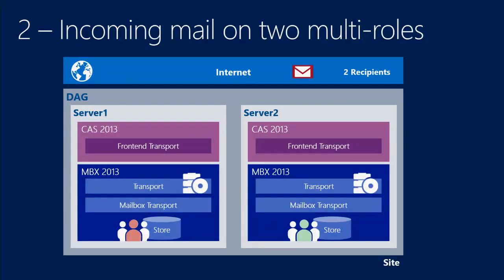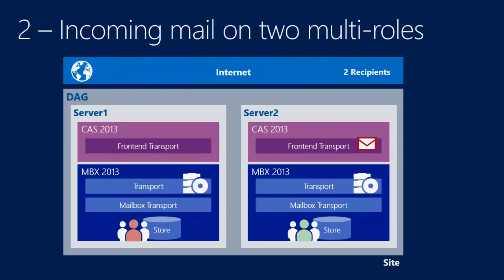So, two multi-role boxes. So an actual DAG in this case. So we have a message coming in from the internet. Which front-end transport service will we use? Well, we're going to use whichever one the load balancer assigns to route that particular connection. So the load balancer makes that determination of which server, server 1 or server 2, is going to receive that connection on TCP 25. In this case, it chose server 2. Server 2 receives that message.